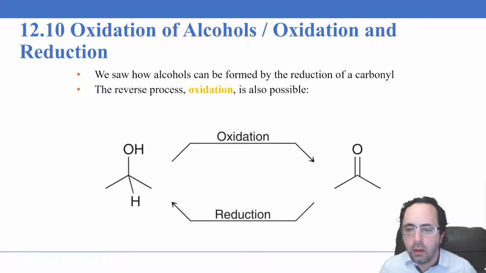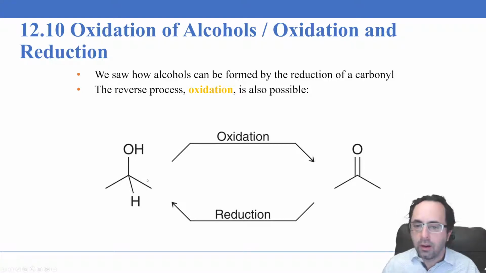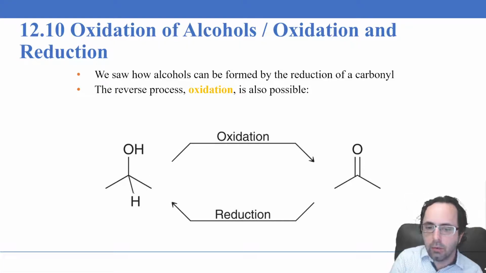Previously, we talked about the reduction of carbonyls to make alcohols, and now we're going to go the other direction and talk about the oxidation of alcohols to carbonyls. Like I told you before, you could calculate oxidation numbers for carbon and see that oxidation is happening, or you can just recognize two things. We're removing hydrogens, right? We're removing these two hydrogens in the oxidation. So removing hydrogens is oxidation.